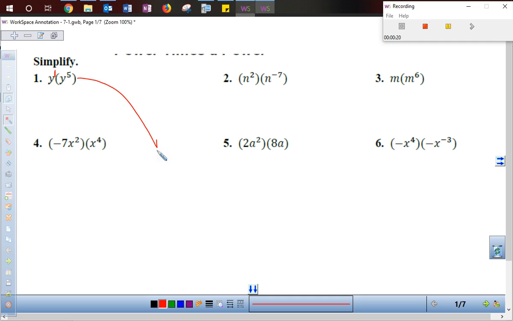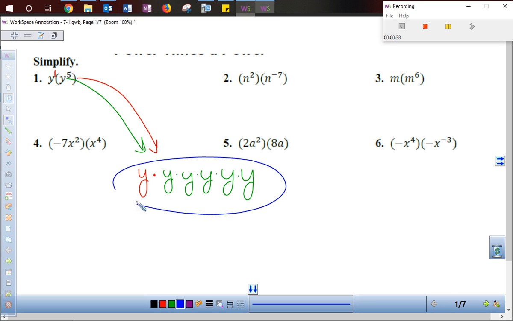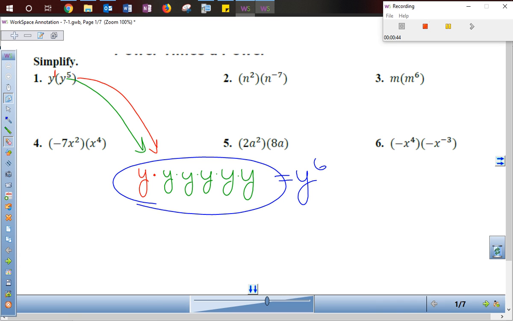Now if I were to rewrite that and write it out, y to the 1st power means I have 1 y, and I'm multiplying that by y to the 5th power, which means I'm going to have 5 of those y's being multiplied together. Now, if I'm multiplying all of those things together, I have 1, 2, 3, 4, 5, 6 y's being multiplied together, so that's going to leave me with y to the 6th.